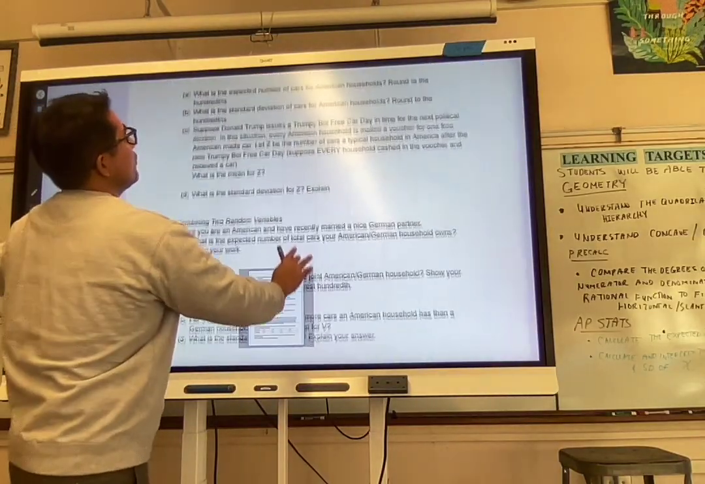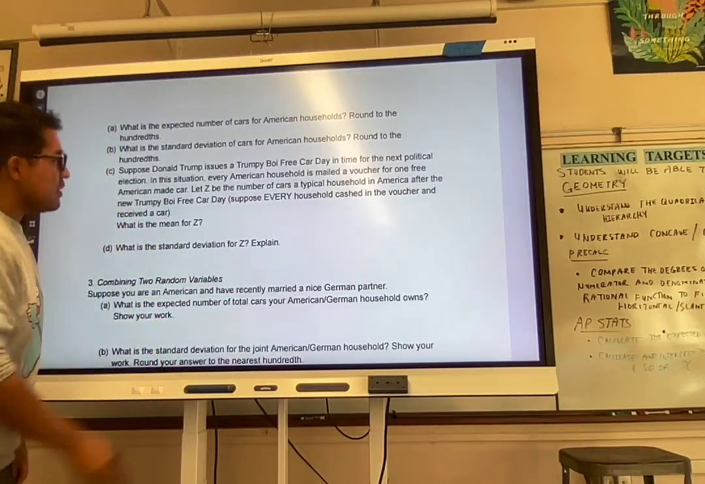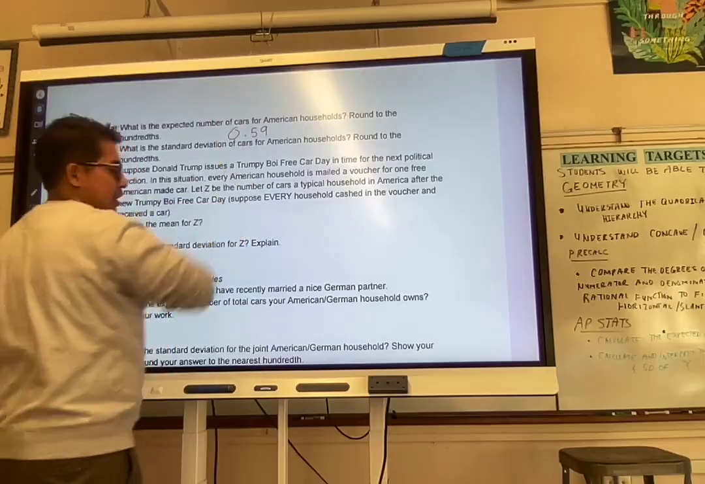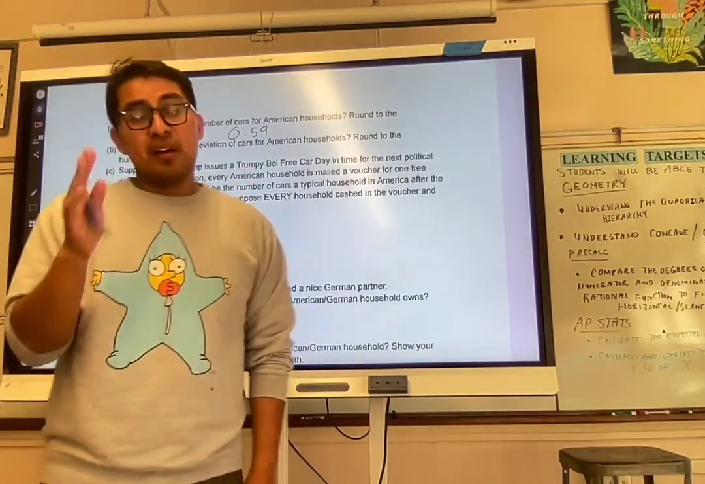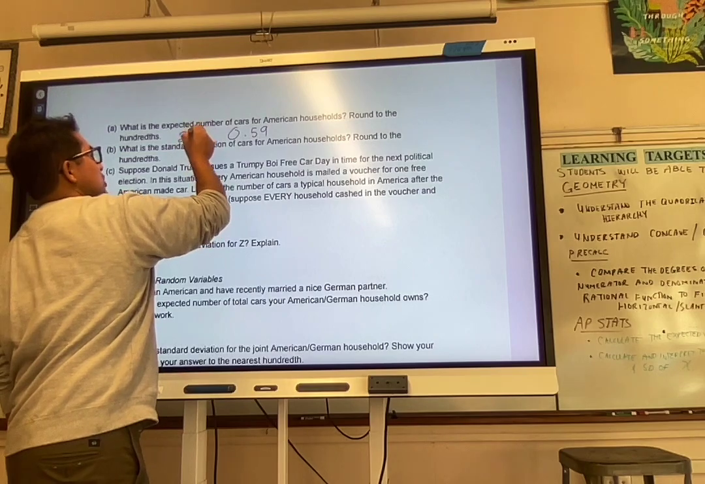What's the expected number of cars for American households? Round your answer to the hundredths. If I remember correctly, 0.59 is how many cars we expect on average a German household to have. So we just simply multiply that by the 2.97.